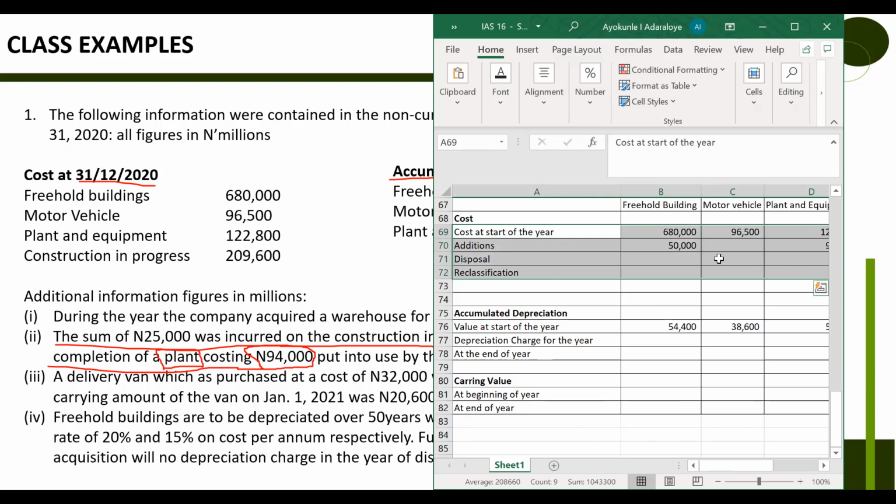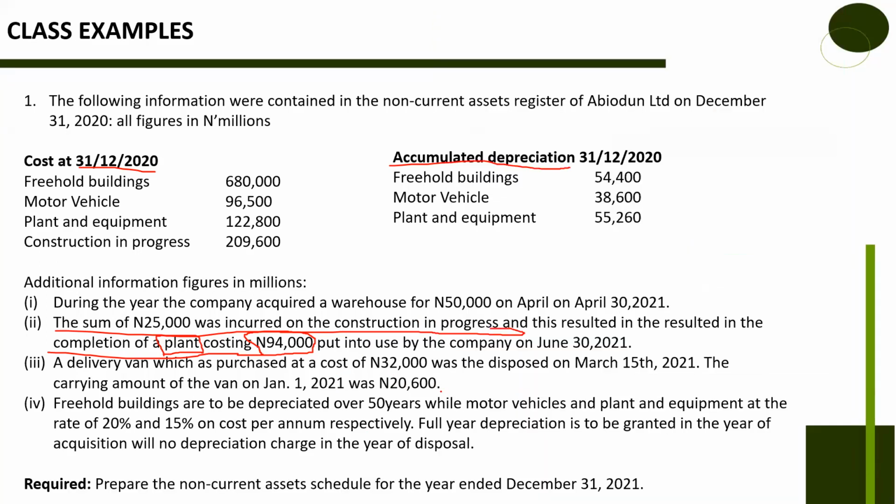Yes. Because we have disposed of it, we have to remove it from our initial cost. So under disposal for motor vehicle, we remove it here. Once we remove it here, also look at the question. They said it has a carrying amount of 20,600. This is our formula to calculate carrying amounts.